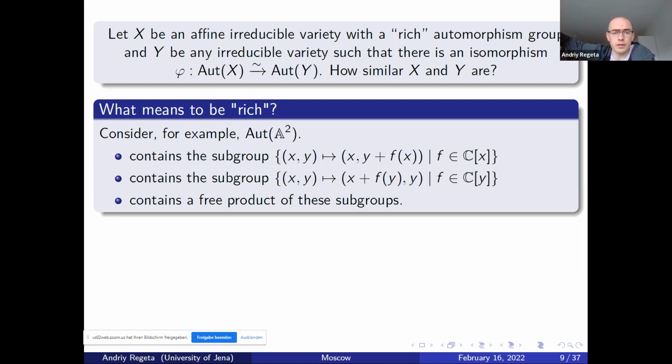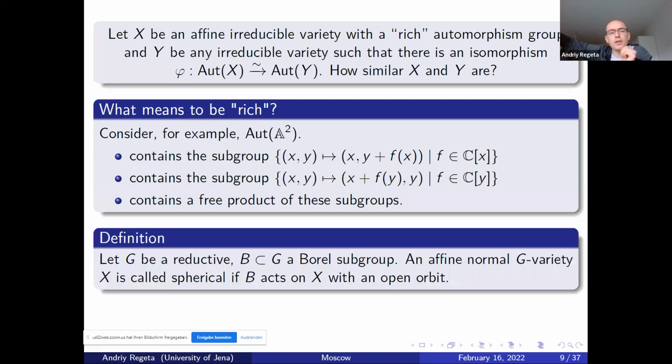So both of them are quite big, infinite dimensional. And our A2 contains even a free product of these groups. So it's fair enough to call Aut of A2 a big, a rich group. Now let me introduce a notion of a spherical variety. So why is a spherical variety of interest for us?